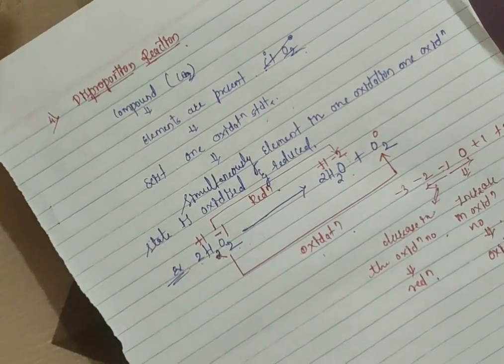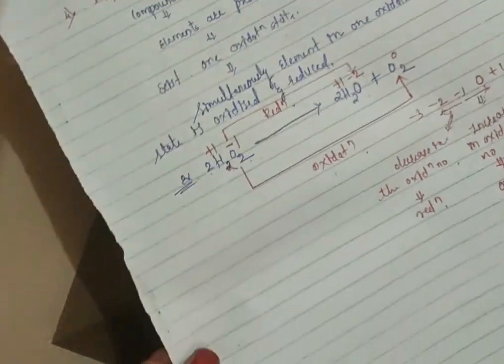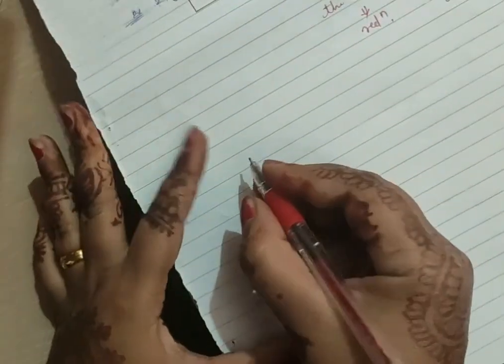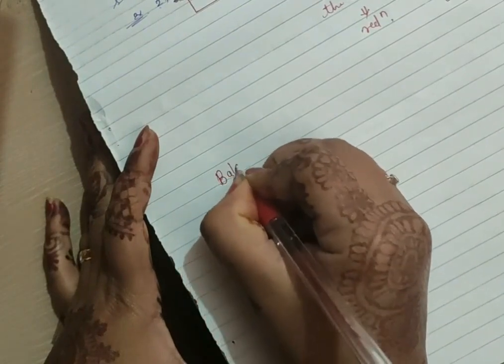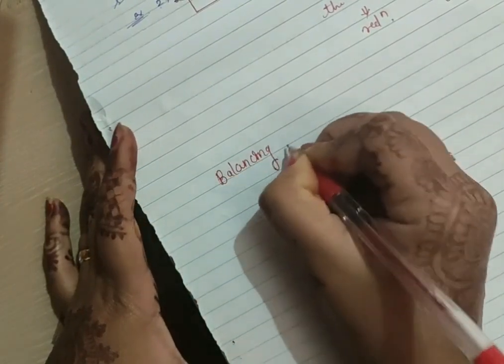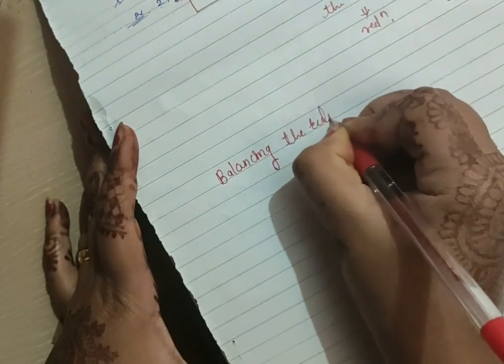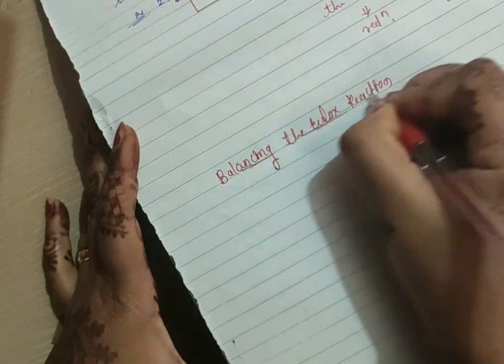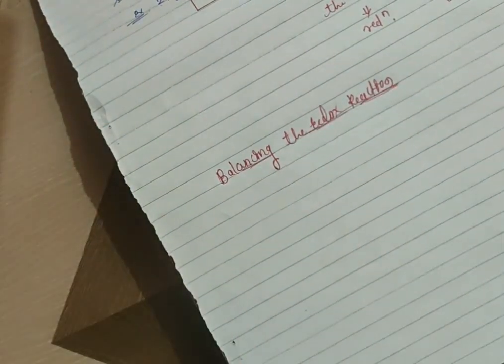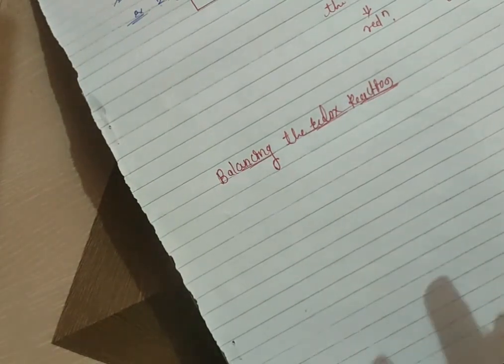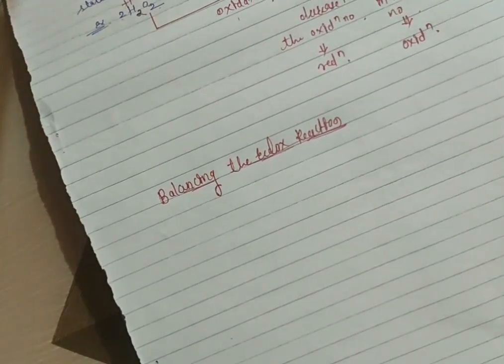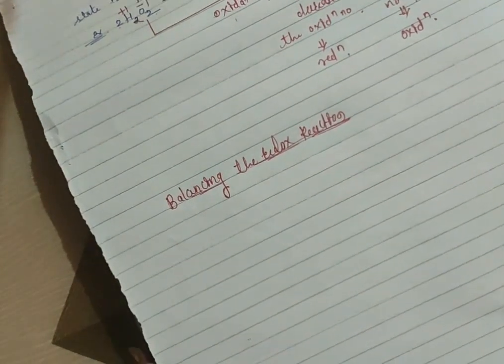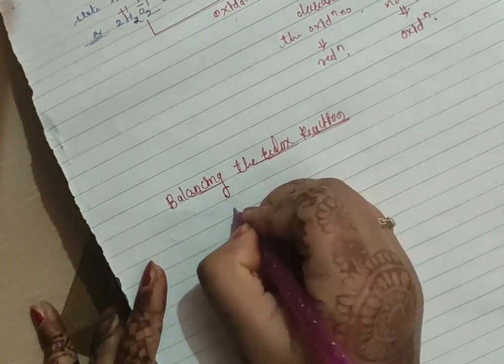Now we'll come to the most important part of this chapter, balancing the redox reaction. This is a fixed question for your exam, but your exam is cancelled due to COVID. But you have to understand how to balance the redox reaction, because it is very important for your second year. To balance the redox reaction, we have two methods.